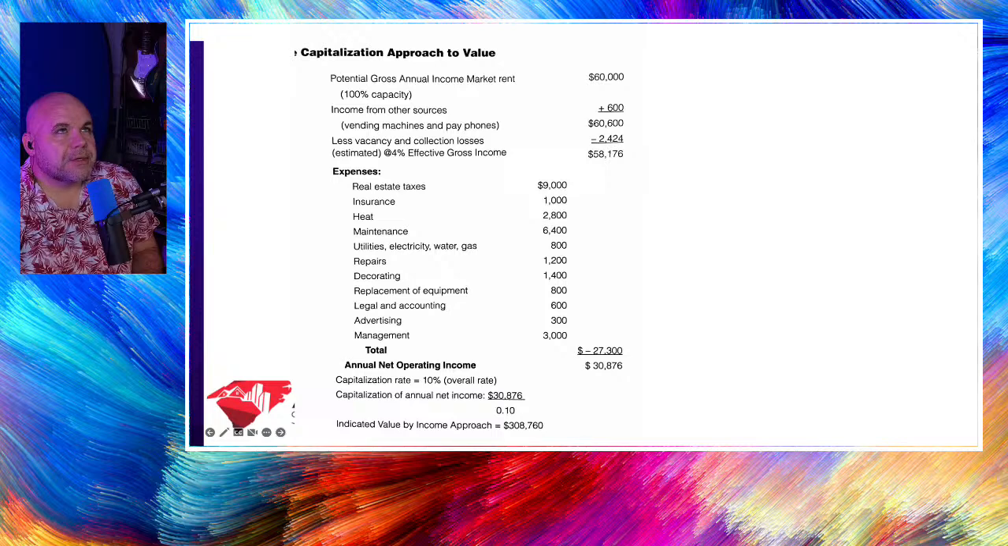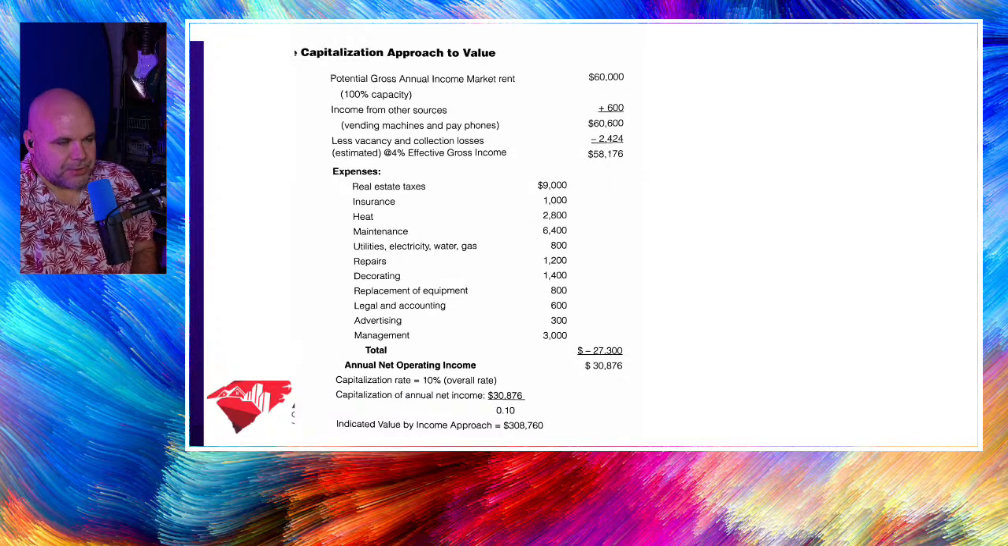I think you can see my cursor, but you can see the number there. Now we have this big long list of operating expenses. Taxes, $9,000, insurance, $1,000, and so on, all the way down to management, $3,000. All of those operating expenses add up to $27,300. Let's subtract $27,300 from the effective income of $58,176. So our net operating income is $30,876. But that does not include the debt service. We're not there yet.